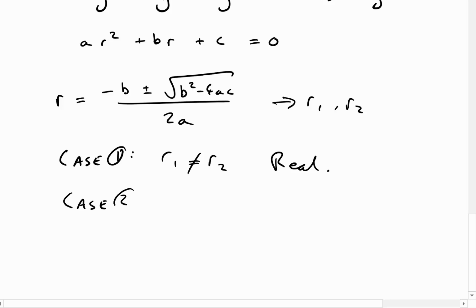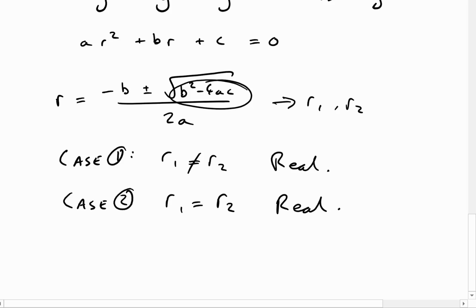The second case is when R1 is the same as R2. In other words, we get two equal roots out, but they are still real nevertheless. So we get two equal roots out. If you remember way back to A level, you just look at this discriminant to determine which type it is.